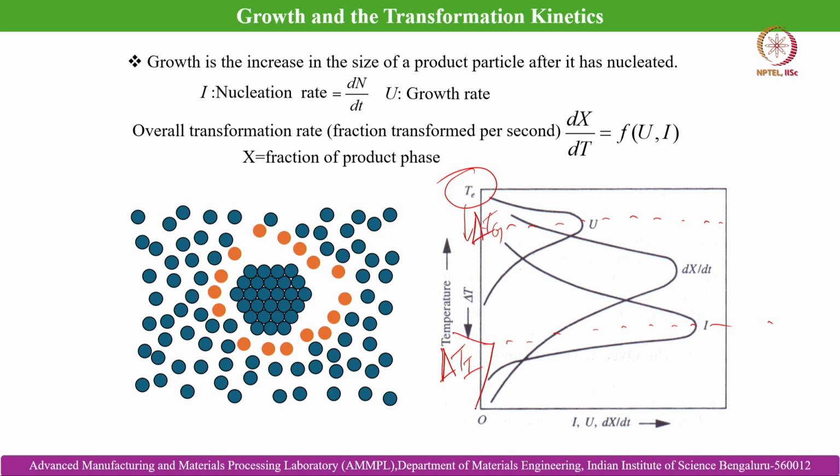So, the undercooling requirement to achieve maxima in the nucleation rate is higher than the undercooling requirement for achieving maxima of the growth rate. And the transformation rate, that is dx/dt, which is a function of both growth rate and nucleation rate, we get its maxima at an intermediate delta g, which I am terming as delta t x.